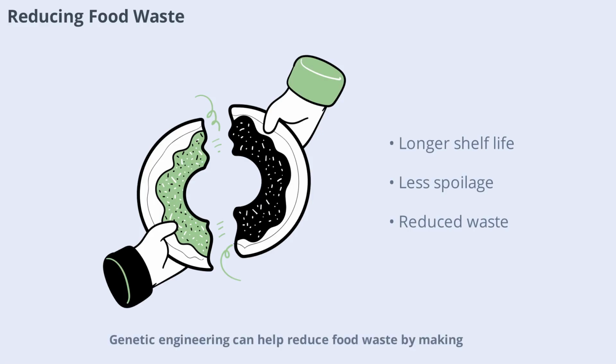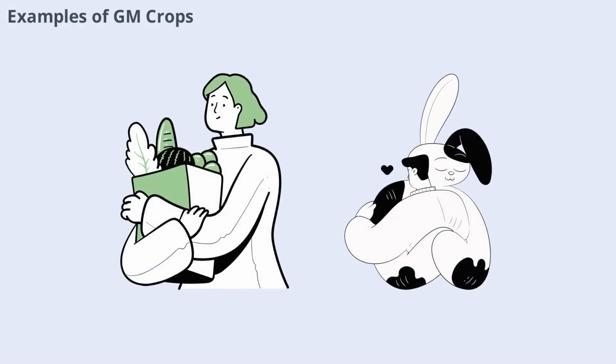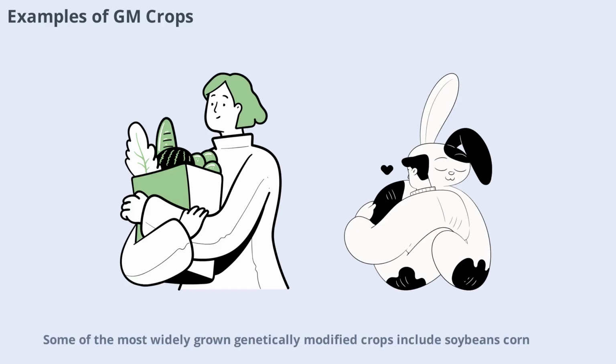Genetic engineering can help reduce food waste by making crops more resistant to spoilage and damage during transport. For example, genetically modified tomatoes can be engineered to ripen more slowly, extending their shelf life. This means less food is lost between the farm and the consumer, which is crucial for improving food security and reducing environmental impact. Some of the most widely grown genetically modified crops include soybeans, corn, cotton, and canola. These crops have been engineered for traits like herbicide tolerance and pest resistance.